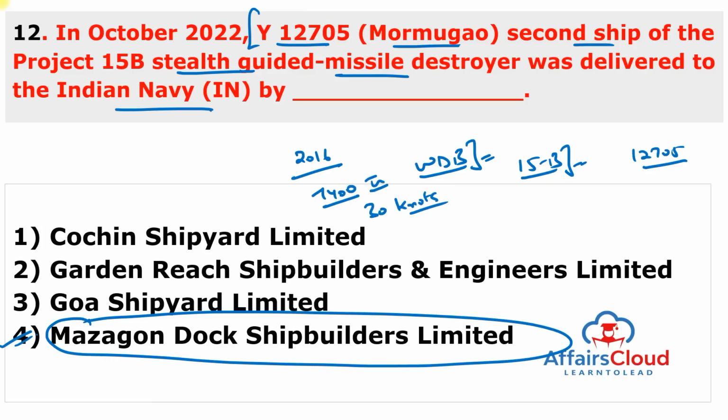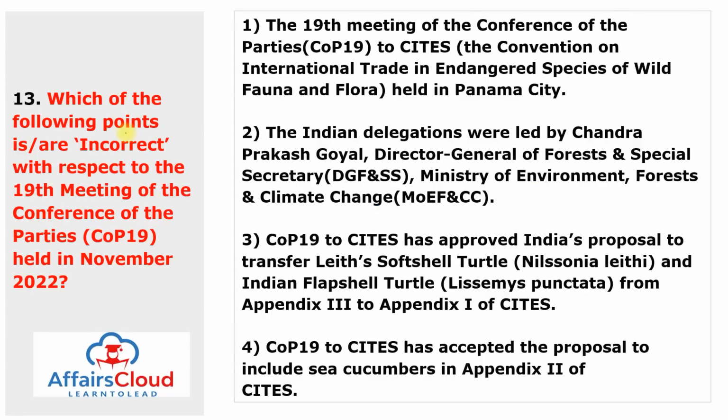Moving to next question. Which of the following points are incorrect with respect to the 19th meeting of the Conference of Parties held in November 2022? This meeting is basically related to CITES, and CITES stands for the Convention on International Trade in Endangered Species of Wild Fauna and Flora. This meeting was held in Panama City, and this is the 19th meeting of CITES. So this statement is true.